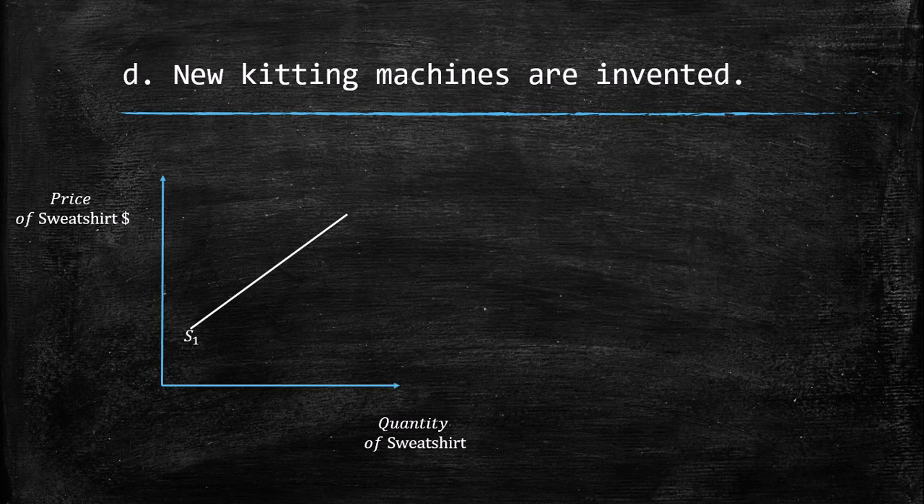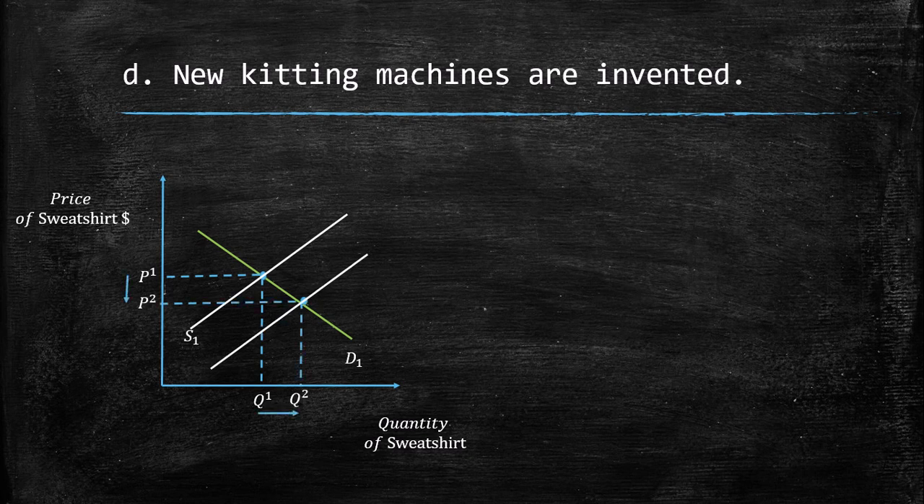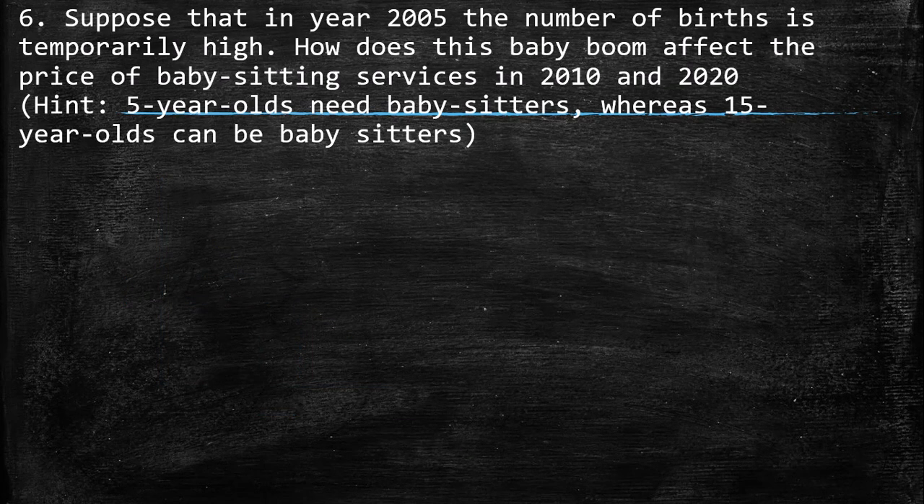Okay, D, new knitting machines are invented. So we are thinking about the supply side. Because of the technological advance, there's going to be a shift to the right for the supply. So what is the consequence? It's going to be a decrease in prices, and an increase in quantities.